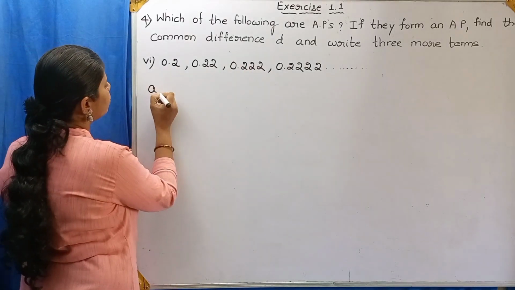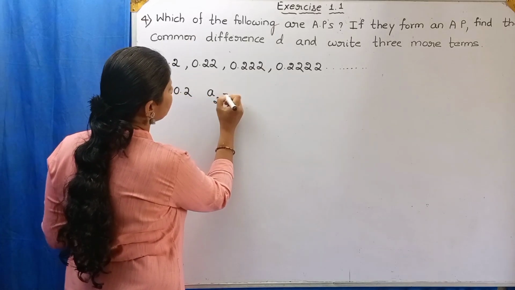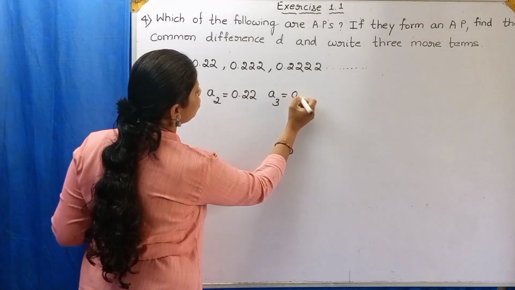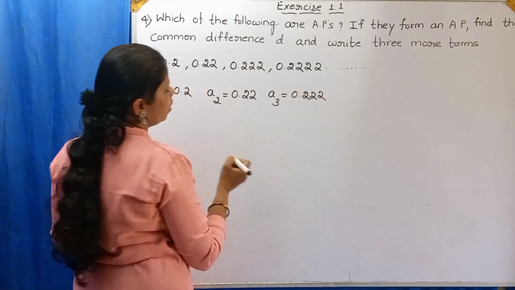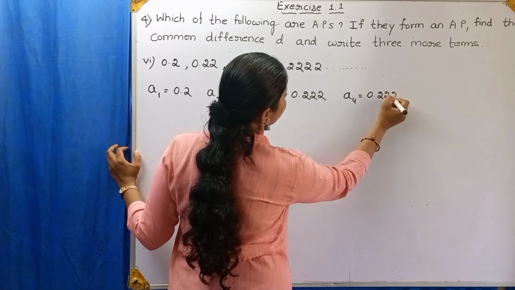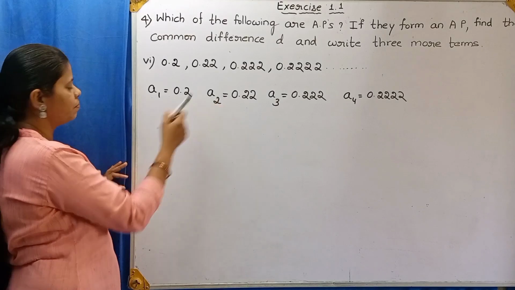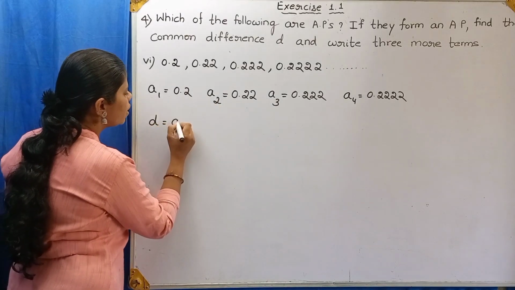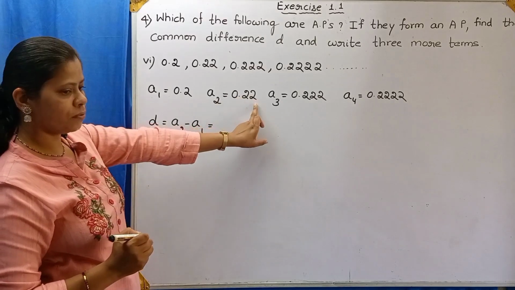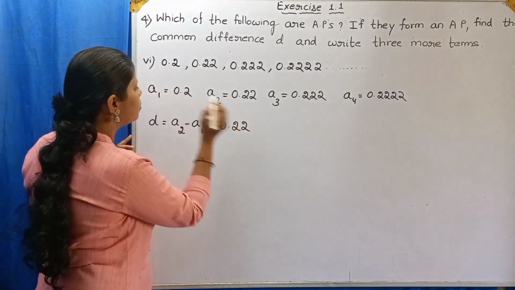See here, A1 is what? 0.2. A2 is 0.22. A3 is 0.222 and A4 is 0.2222. First, let us find out the difference between these two. D is equal to A2 minus A1. Sorry, A2 is 0.22. Okay, 0.22 minus 0.2.